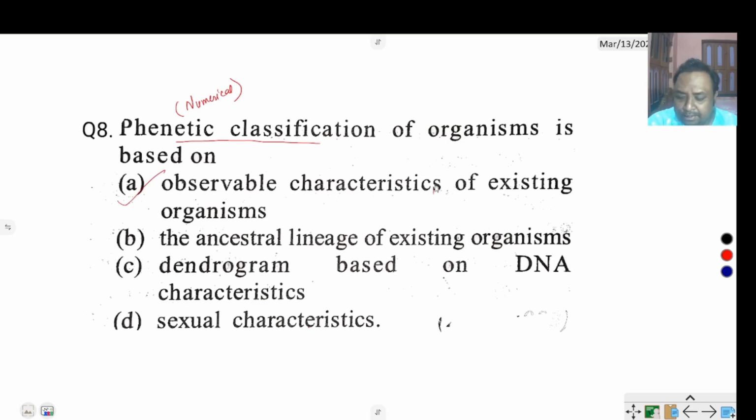So what is the phenetic classification? It is a type of numerical taxonomy, organism arranged on the basis of similarity character, external trait, also Adansonian taxonomy. This is also called numerical taxonomy or Adansonian taxonomy.